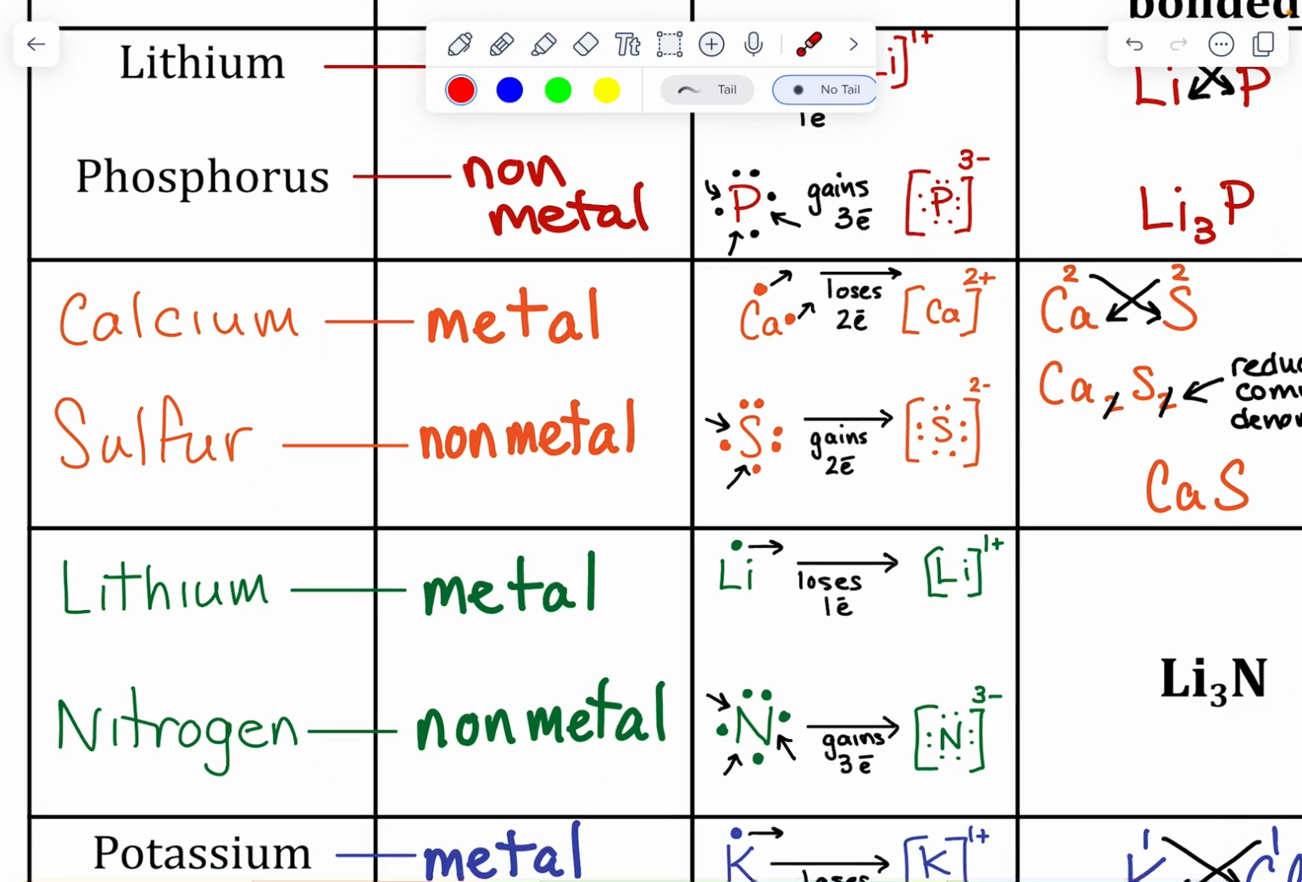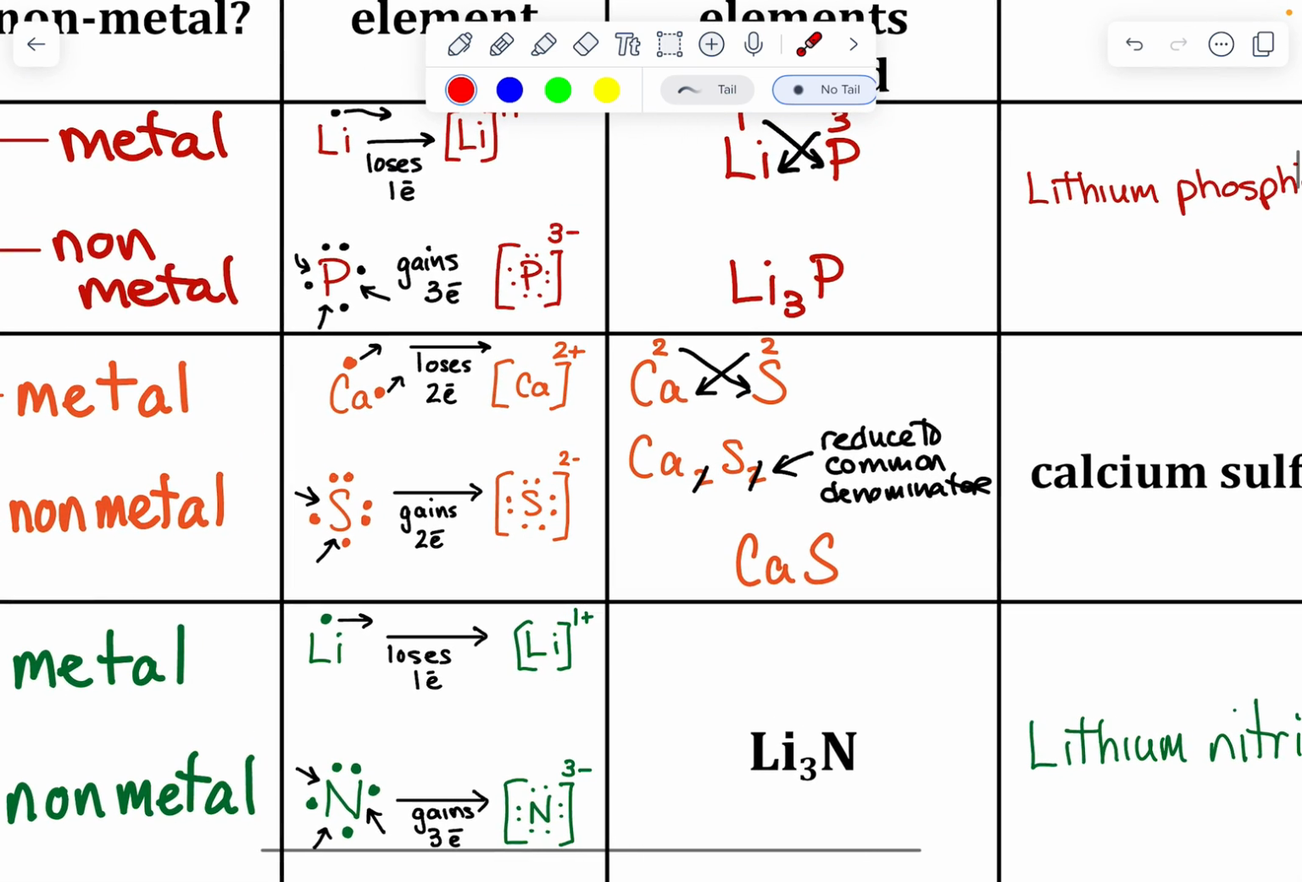Calcium and sulfur. Calcium is our metal, sulfur is our nonmetal. Calcium is in column 2 of the periodic table, so it will lose 2 to become stable to make an ion of calcium 2+. Sulfur is in column 6, so it needs to gain 2 electrons to become stable, and there I see sulfur, the ion, with a charge of -2.